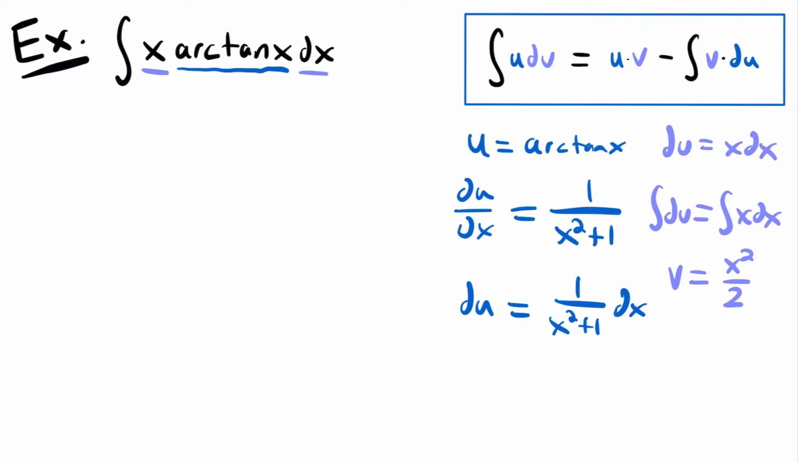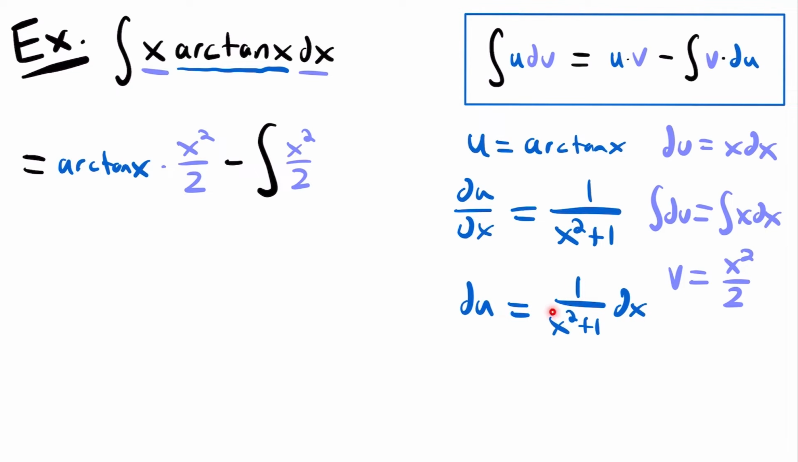Okay, and so let's use what we have here to rewrite this integral using the integration by parts formula. We will have that this integral is equal to u times v, so we'll have arctangent times x squared divided by 2. So I'll write that. We have arctangent of x times x squared divided by 2, and then we will subtract the integral of v, which is x squared divided by 2, times du.